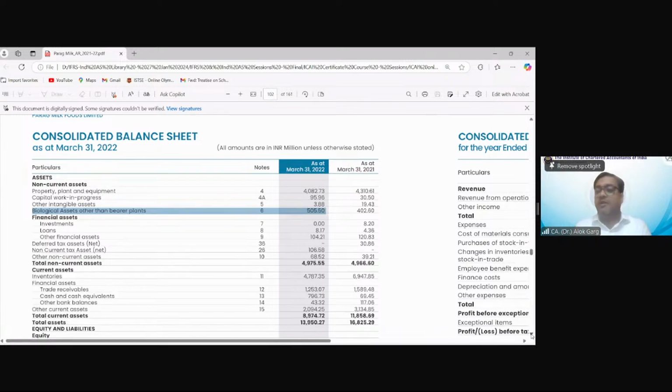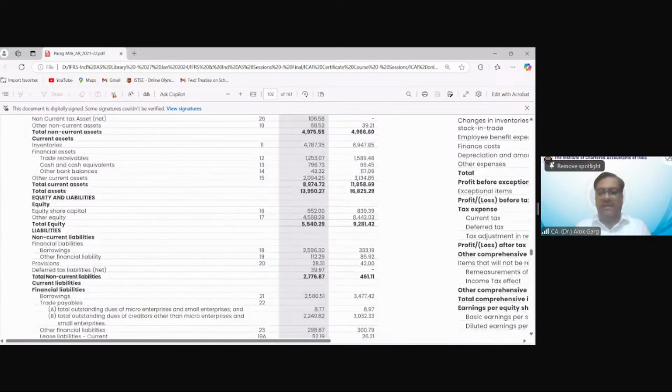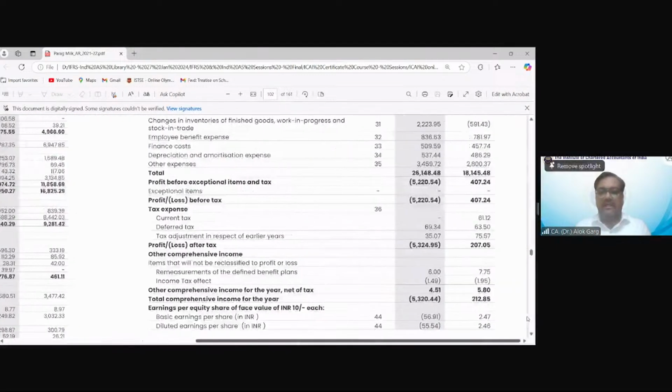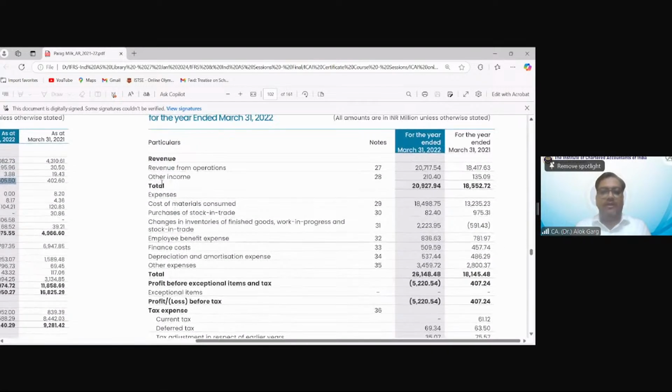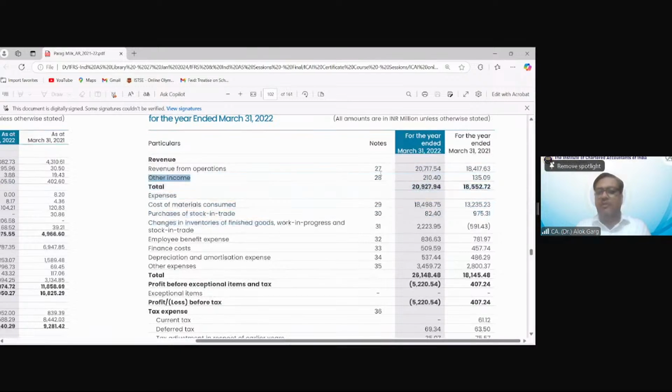Please remember this note number 6, biological asset other than bearer plant. And then after the balance sheet, there is a P&L. In the P&L, there is an item called other income, right? Note number 28. Will you remember this note number 28 and note number 6? Will you remember this item?